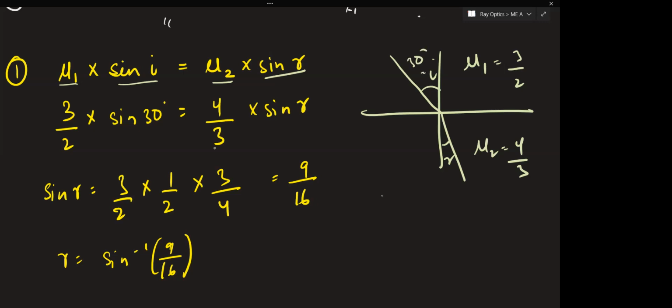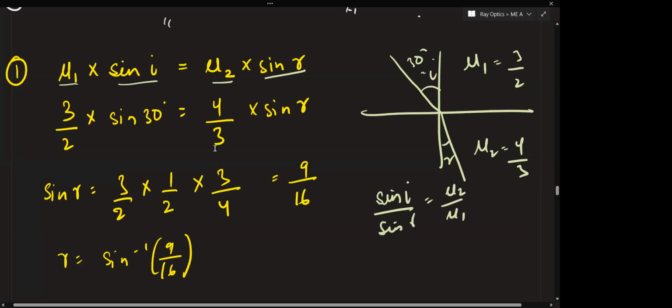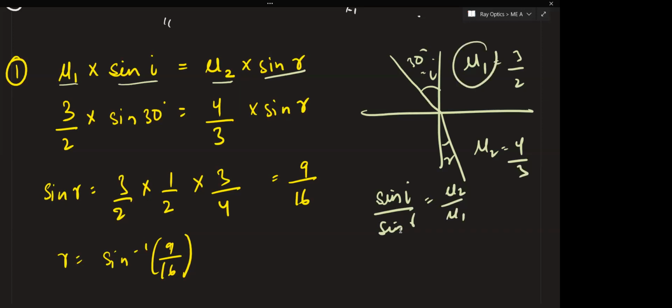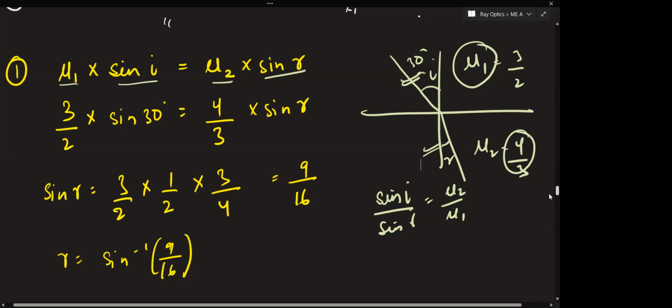So directly also you can write that sin I by sin R is mu2 by mu1. But sometimes it becomes confusing whether it was 2/1 or 1/2, which entered, which left. That's why I say refractive index into sin I, refractive index into whatever is the angle. So when you solve this, you will get R as sine inverse 9/16. All right, note down the solution.